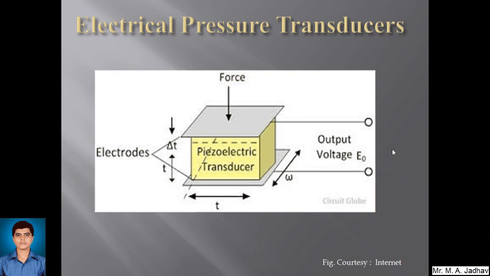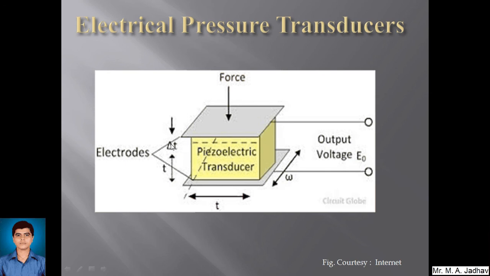Here basically we are going to go through a piezoelectric pressure transducer. In the figure we can see this. There is one piezoelectric material which is combined with two electrodes at its two ends, and as we apply the force, the piezoelectric material is going to get deformed, and because of that it will produce some voltage in the circuit.